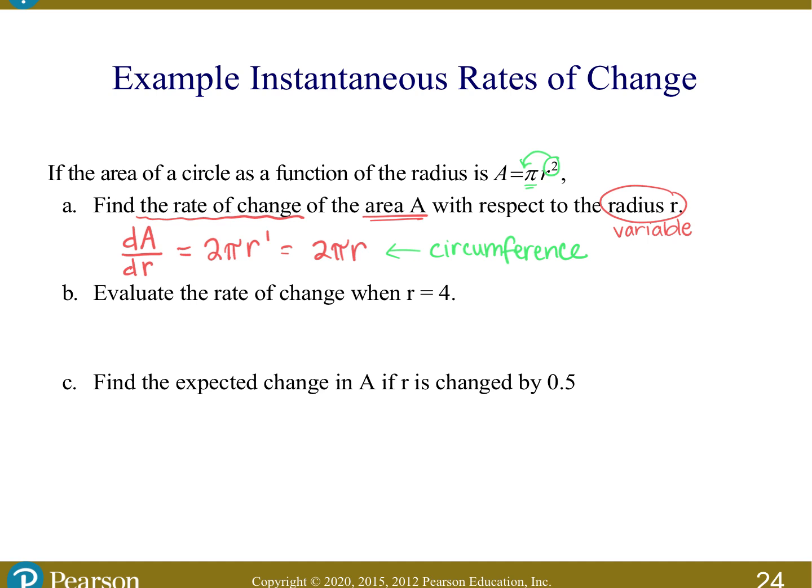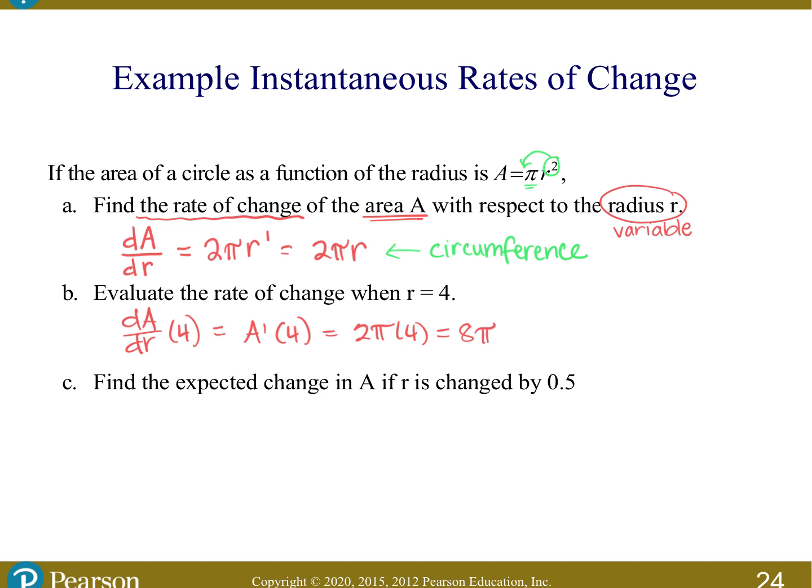All right, next we want to evaluate the rate of change when r is 4. And so we're going to say dA dr when r is 4. Or another way to write that would be A prime when r is 4. So that would be 2 pi plugging in the number 4, and we get the value of 8 pi.